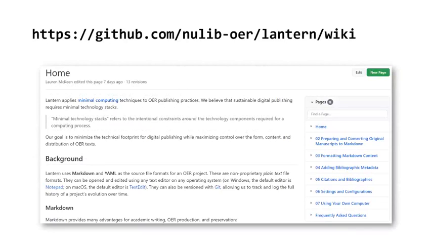We have a wiki set up on our GitHub repository with documentation and tutorials on getting started with Lantern. Please let us know if anything on the wiki is unclear or missing, as we are always trying to make improvements to it.